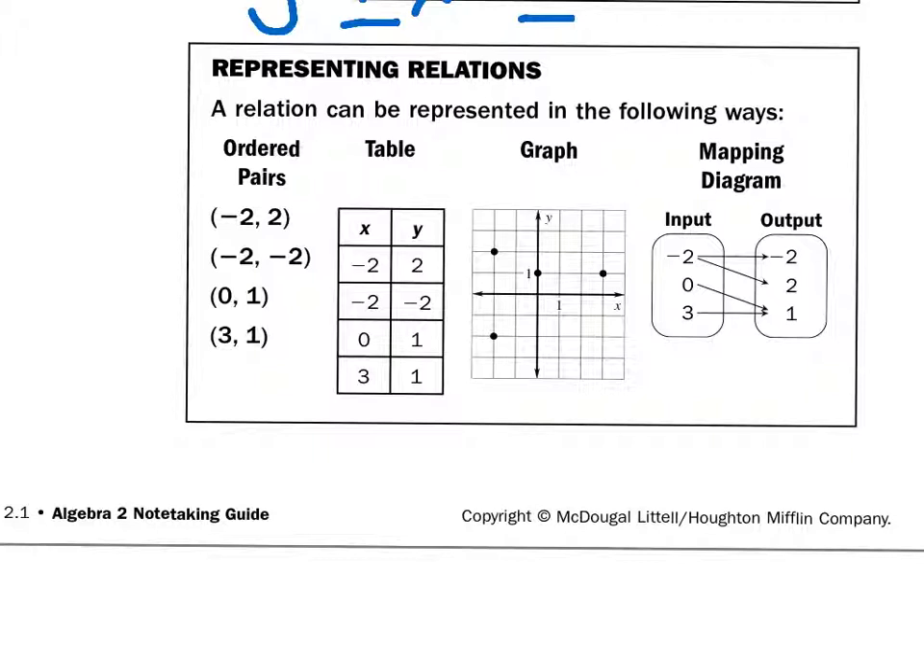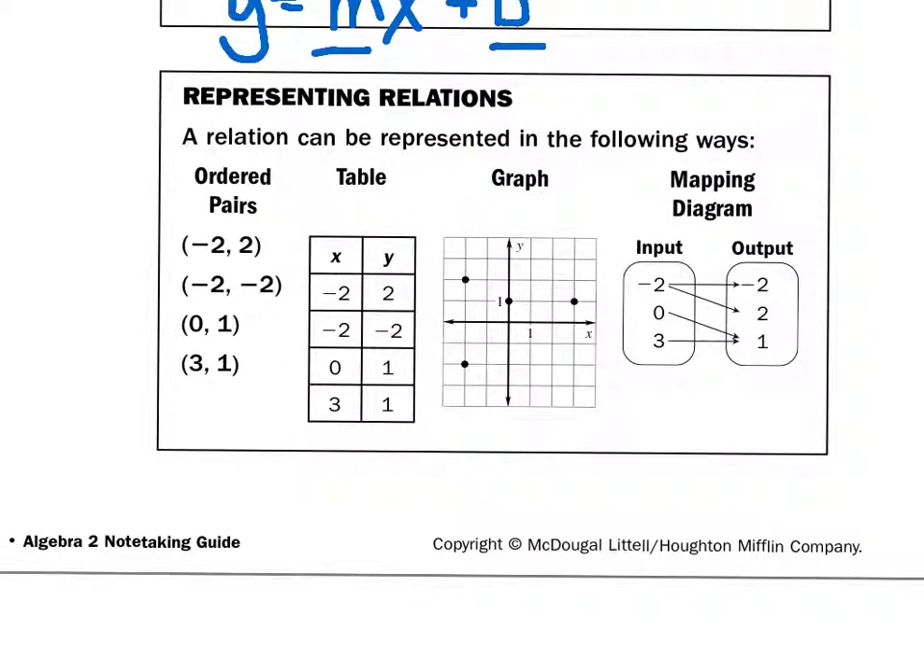Notice that this relation is not a function because it doesn't satisfy the stipulation that every input has its own output. Because if I put in a -2, sometimes I get a +2 out, and sometimes I get a -2 out. You can see that on every part of this way to show a relation.